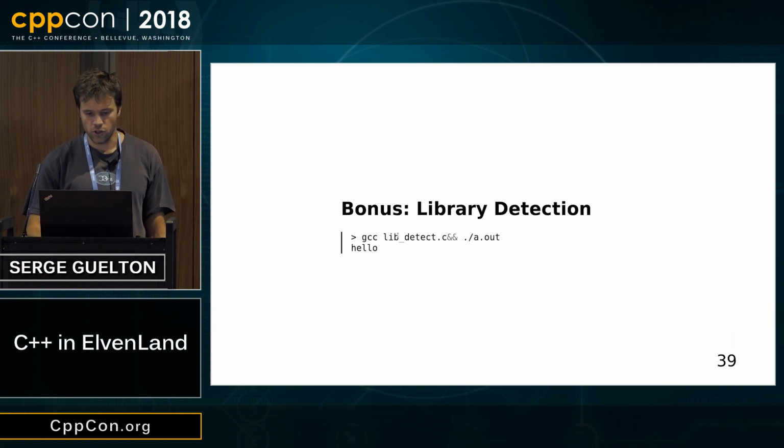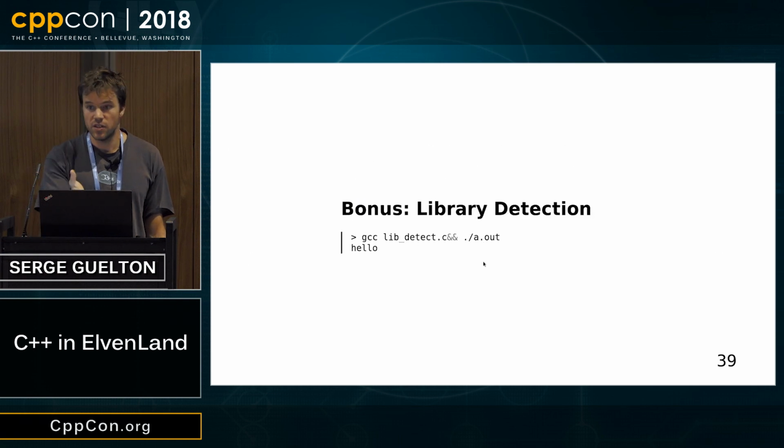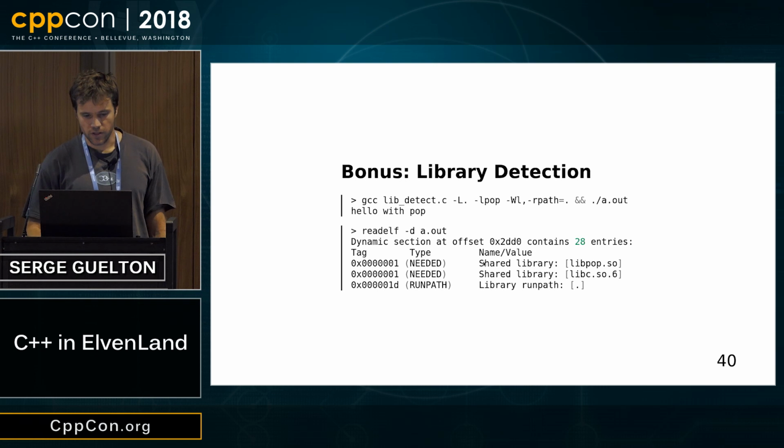So for instance, if I just compile that and execute it, I've got hello. That's not hello with pop, because pop is undefined, but it doesn't matter because it's weak. But if I am compiling with a pop library, which defines this pop symbol, then I have hello with pop. So just a small bonus.